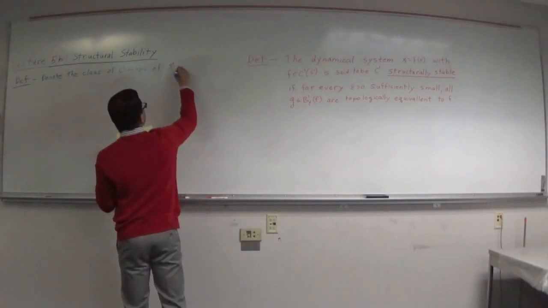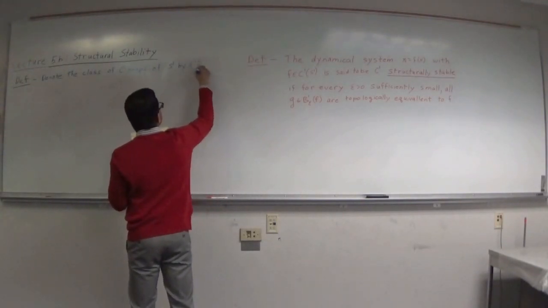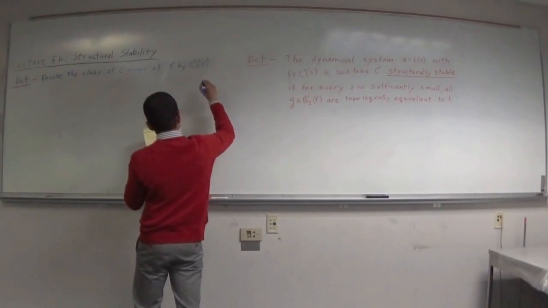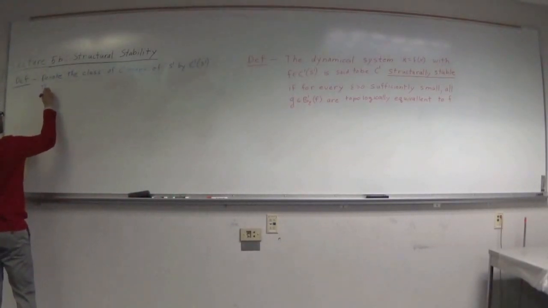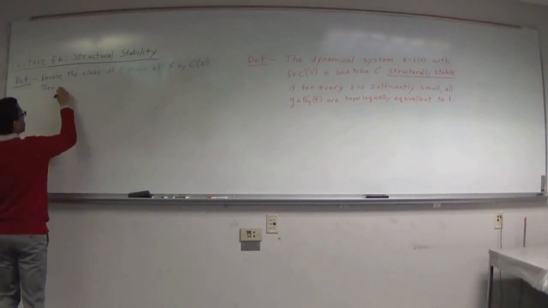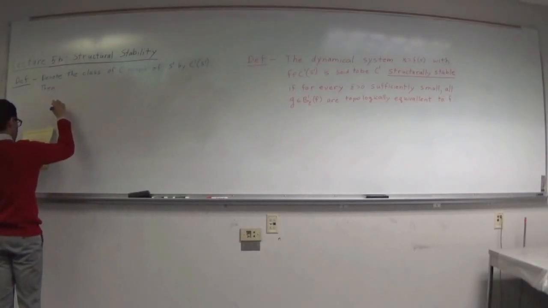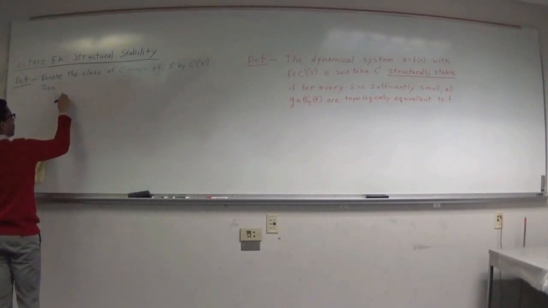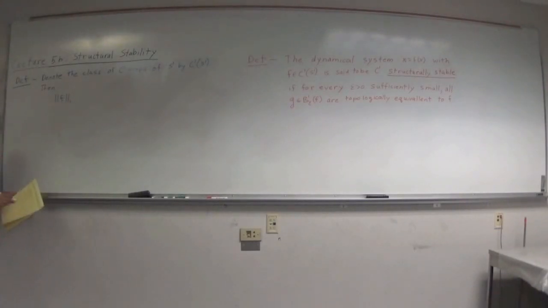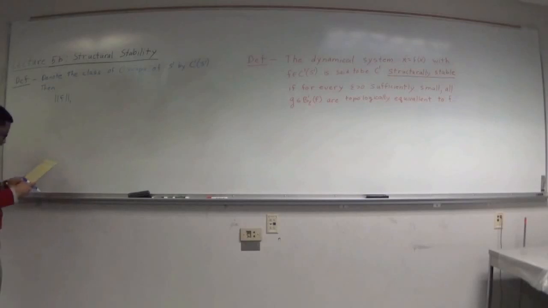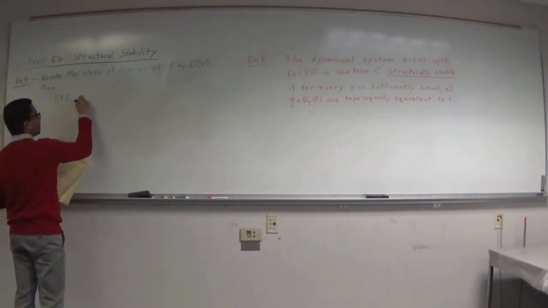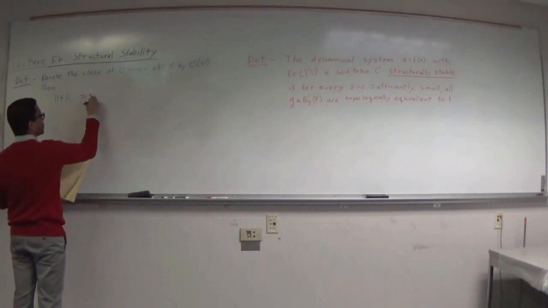by C1 of S1, then, and this is how we're going to write our norm. So then, this norm of f, but we're going to write it like that. So it's like any other norm, but we're going to denote it as 1. So this norm is defined as the sup.